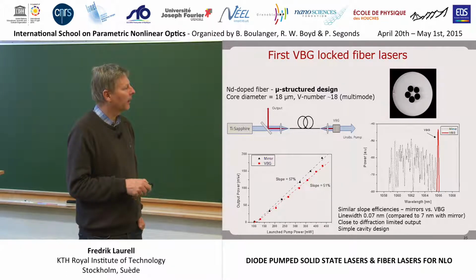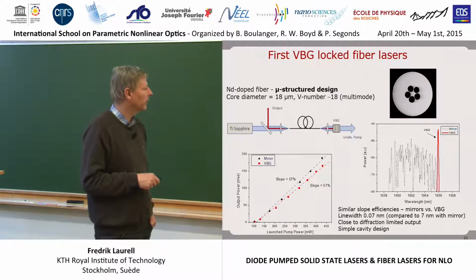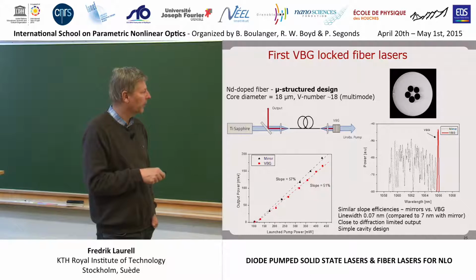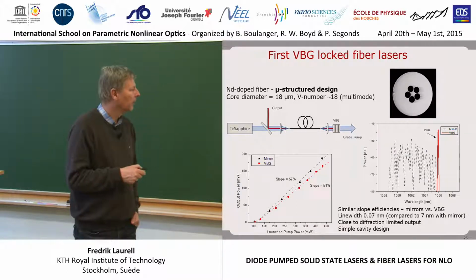This is with a conventional mirror, the spectrum, and here is the VBG spectrum. And the efficiency is more or less the same. In some cases, we even get a higher efficiency with the VBG, but it's on the percentage level.